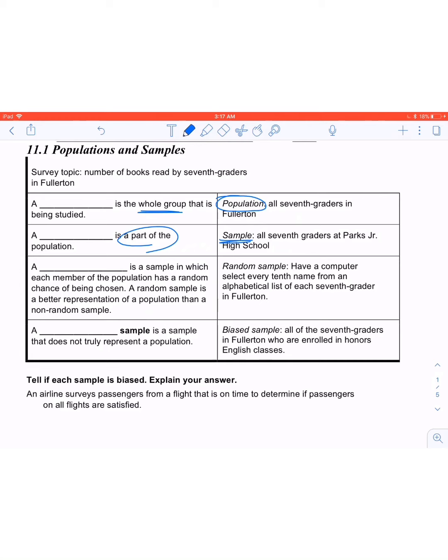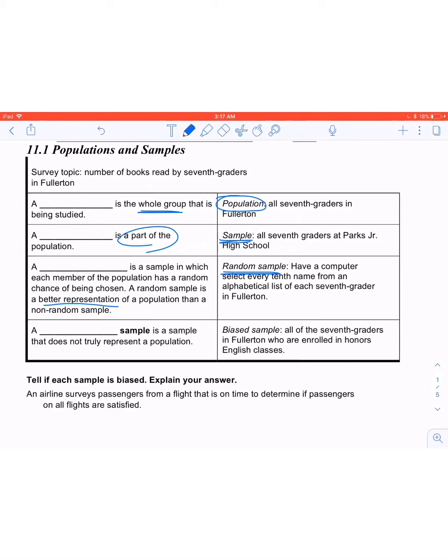So it is very important that we select the sample randomly. So we call it a random sample. And it is when you are giving each member of the population a random chance of being selected. So a random sample is a better representation of the population, or I would say the best. So to get the best results, you want to select a sample randomly.